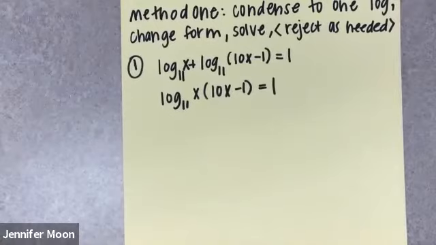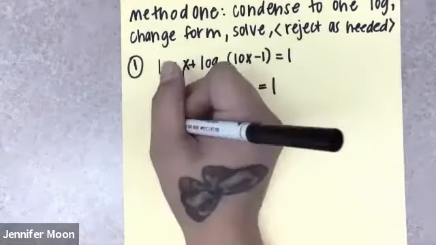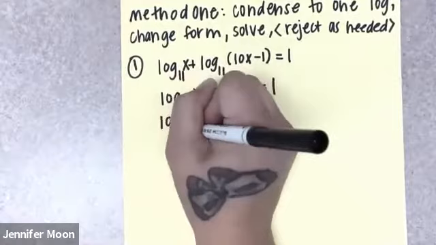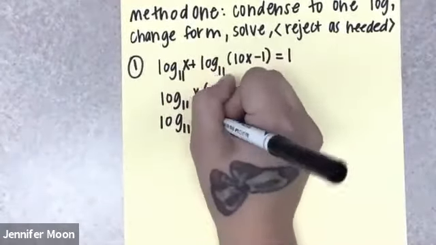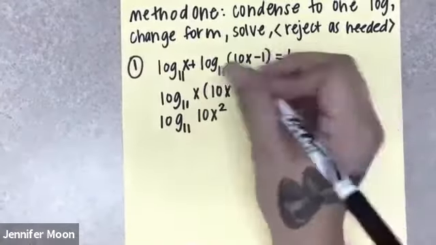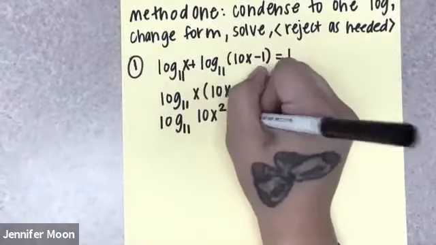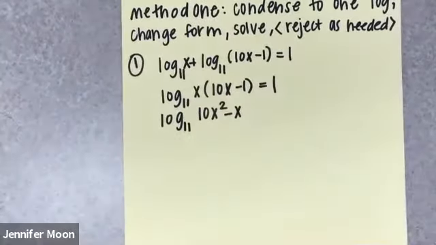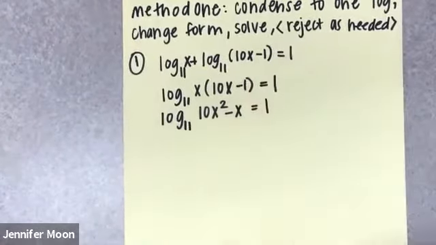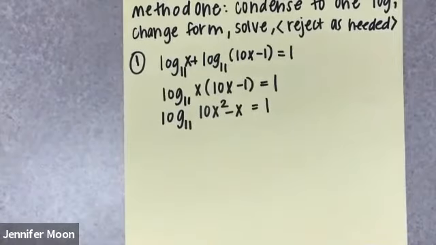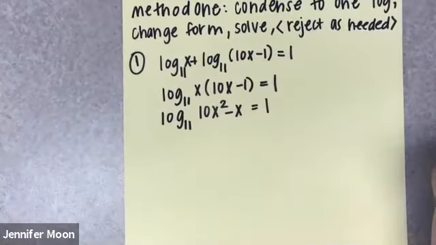Okay, and so now what you would do is just distribute that x into that parenthesis. Log base 11, 10x times x would be 10x squared, and then x times 1 is x. Signs are different, so it's negative. And then we have equal 1. And so now I notice I've condensed it, right? I've condensed it completely. I don't have any operations.